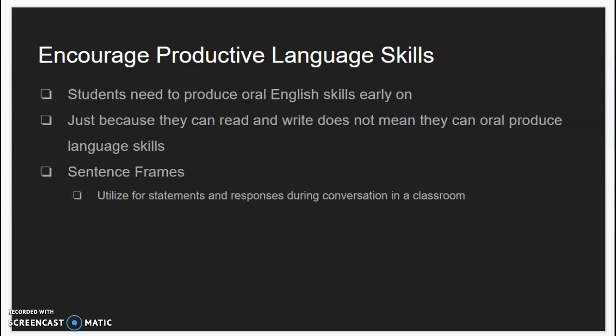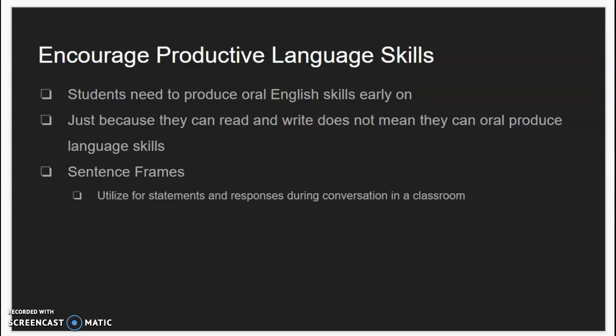The next thing I found out was encouraging productive language skills. It's really important that they are encouraged to talk and have these conversations in English. So a lot of times the first things that kids will master is writing and reading. And just because they can write and read in that language does not necessarily mean that they can orally do that as well. It's really important that we encourage them to talk with their peers and have those conversations.